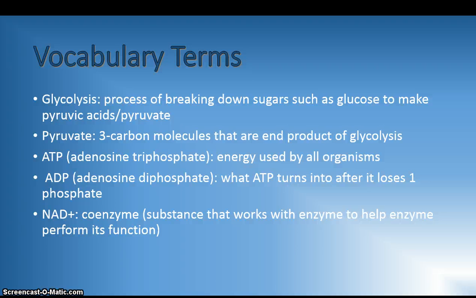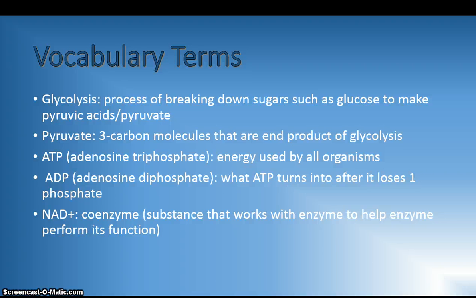ATP, or adenosine triphosphate, is the energy used by all organisms, and it has 3 phosphates. ADP, or adenosine diphosphate, is what ATP turns into after it loses 1 phosphate. So ADP has 2 phosphates. NAD+ is a coenzyme, or a substance that works with an enzyme to help the enzyme carry out its function.